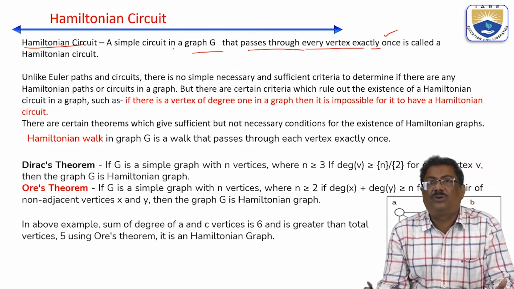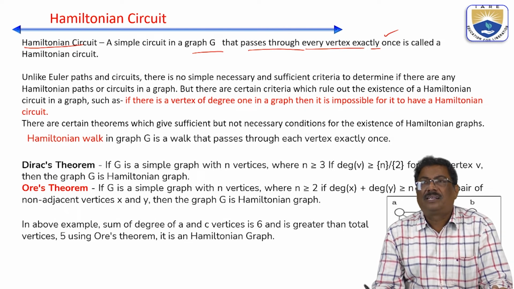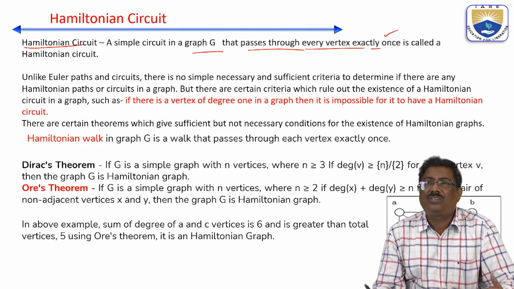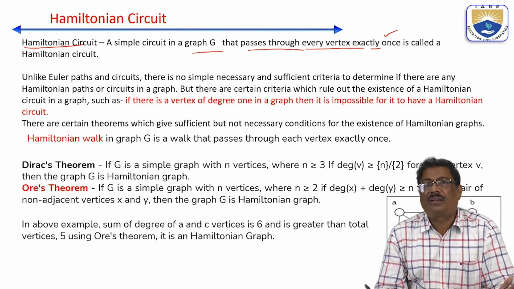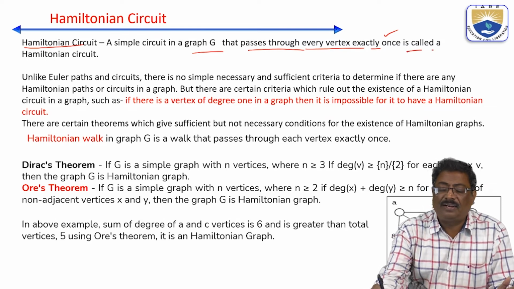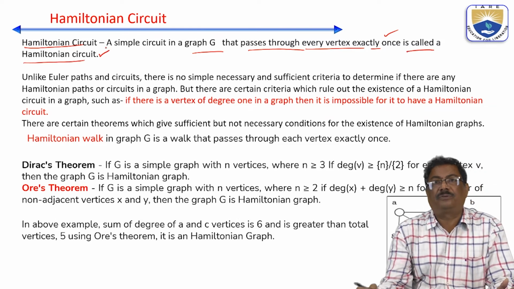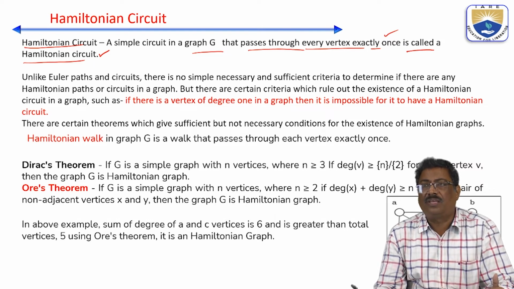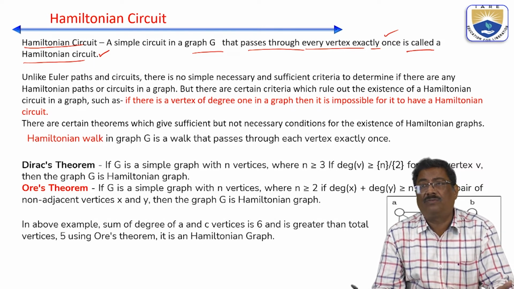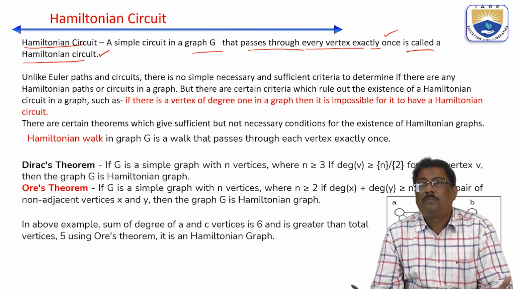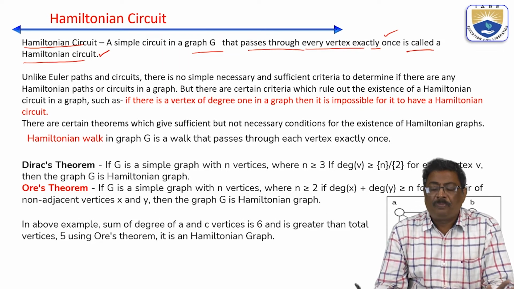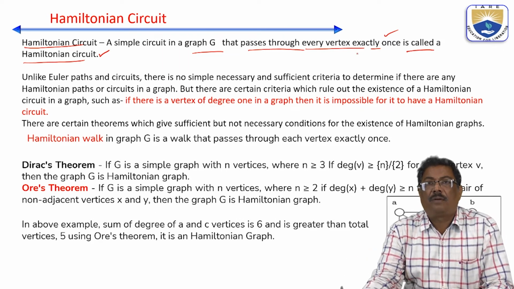So here, a circuit which is passing through all the vertices of the given graph is known as a Hamiltonian circuit. Any circuit which has all the vertices of the original graph, and each vertex appears only once, except the beginning and ending vertex, is known as a Hamiltonian circuit.